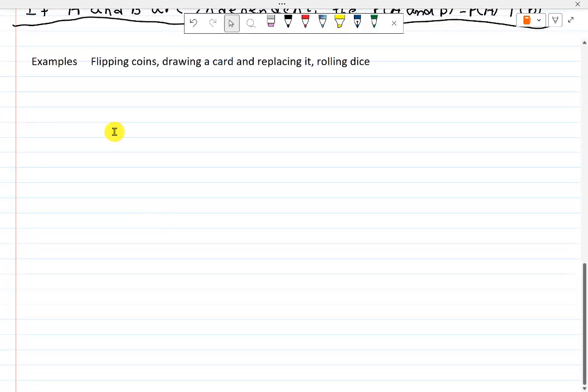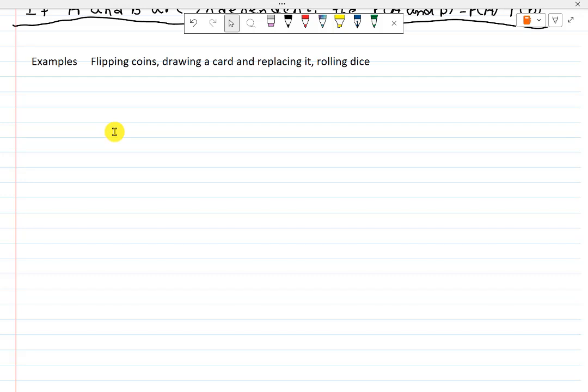Some common examples of independent events are flipping coins. As I said, one coin does not know the value of the other coins. So whatever one coin turns up, it does not influence the probability of the other coins at all.